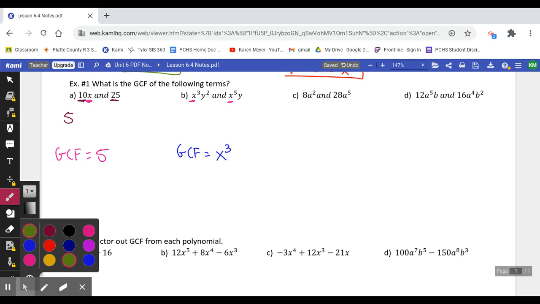And now we can look at our y's. They each have a y. Yay. So we can do the same thing. Go with the smallest exponent for y. And that would be y to the 1st, or just y.